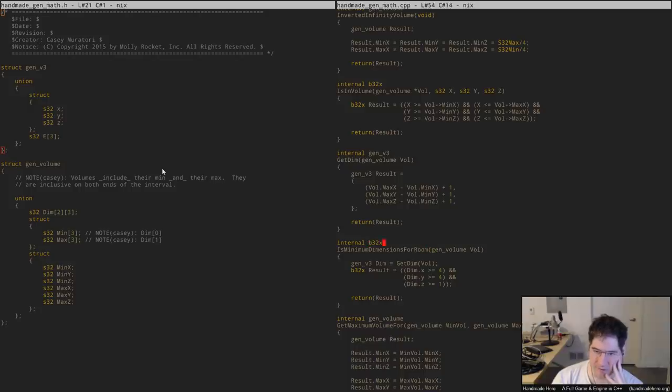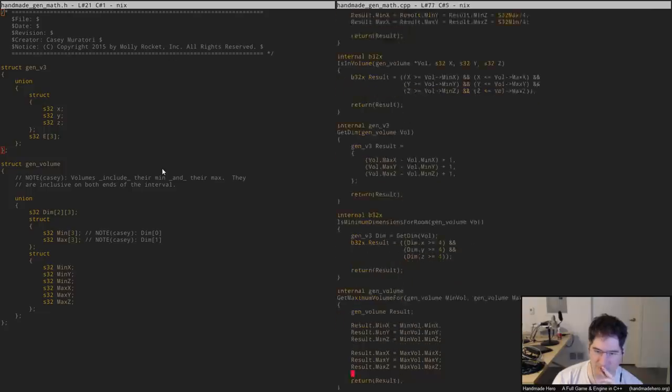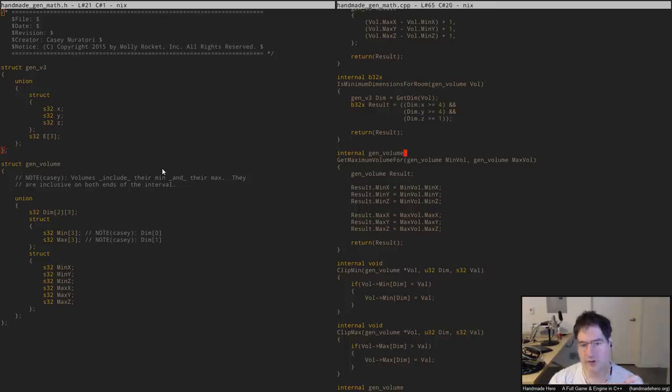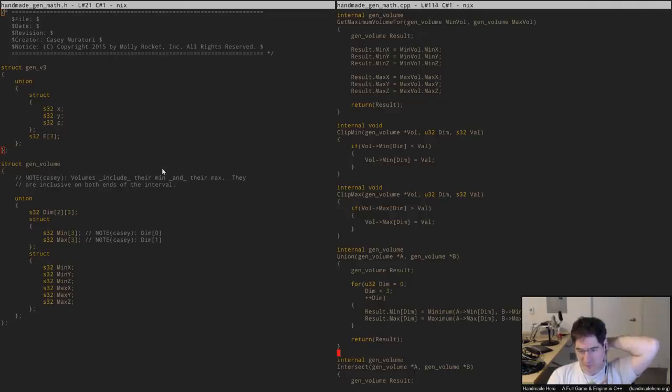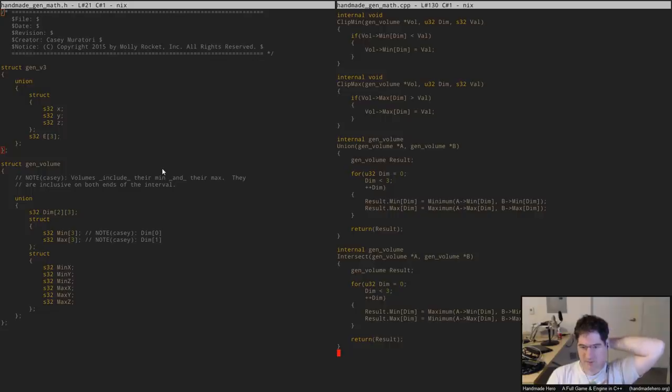For testing minimum dimensions of the room, we just need to get the dimensions of the room, which we do here, and I think we do correctly here, which is one more than whatever the difference is. We then just say, look, if we're greater than 441, then we're good to go. For get maximum volume for, again, still just taking the min and the max of the two inputs, that's the same. For clipping, we just always clip to the actual value that we're given, which is exactly what we think should happen. The union and the intersect are not changed. They should just be the same. And so all of that looks fine.